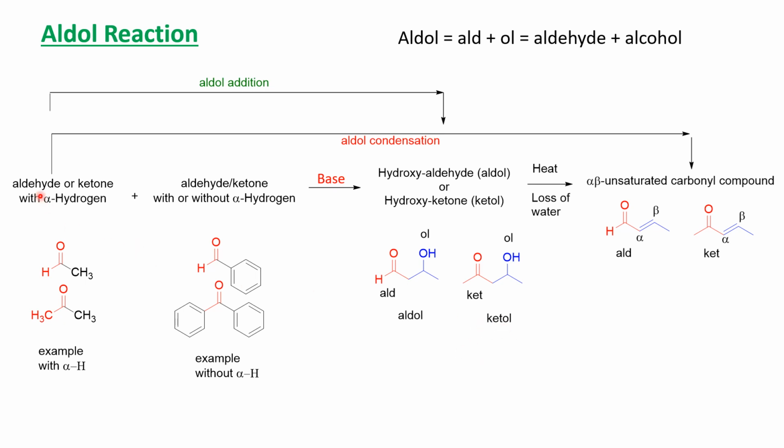So when aldehyde or ketone that contains alpha hydrogen reacts with another molecule of aldehyde or ketone with or without alpha hydrogen in presence of a base, it forms either aldol or ketol. Afterwards, when we heat that molecule, it loses a small molecule as a form of water to form alpha beta unsaturated carbonyl compound.